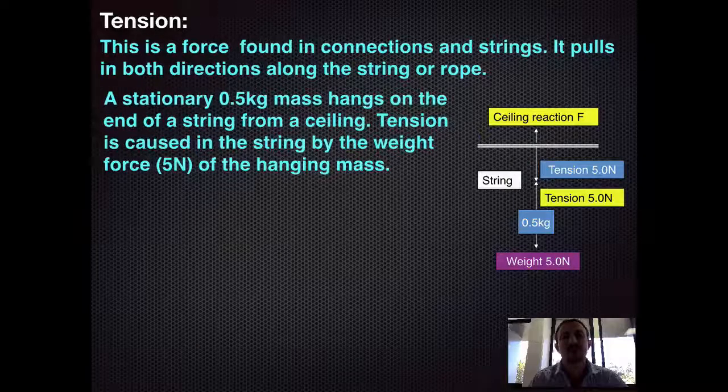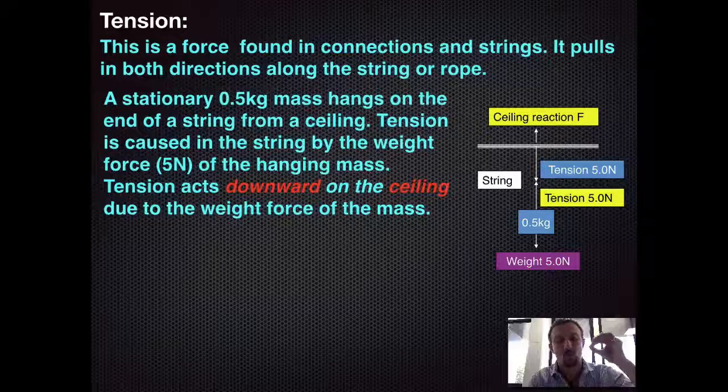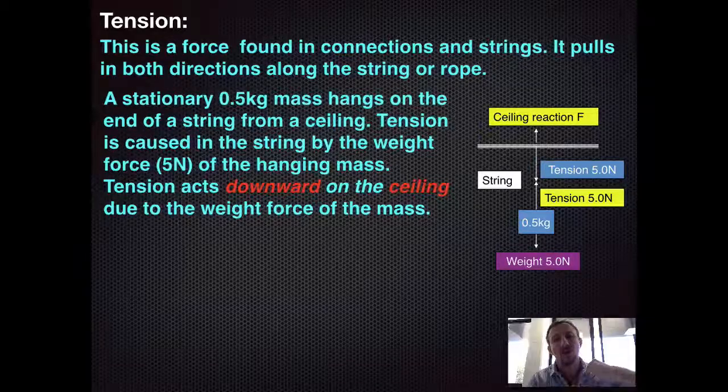But let's explore what happens when we attach an object via a string to something like a ceiling. In this case we've got a 0.5 kilogram mass hanging on the end of a string from a ceiling. The tension is caused by the weight force, 5 newtons, hanging from the mass. The tension acts downwards on the ceiling due to the weight force of the mass. You can see there that the second arrow coming down from the ceiling is acting downwards, because this is the effect of the mass.